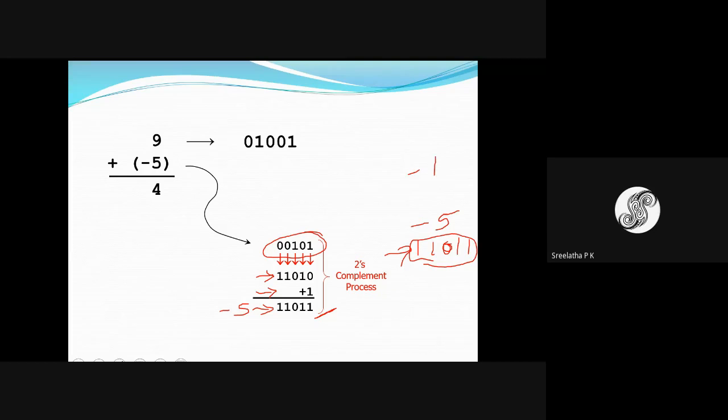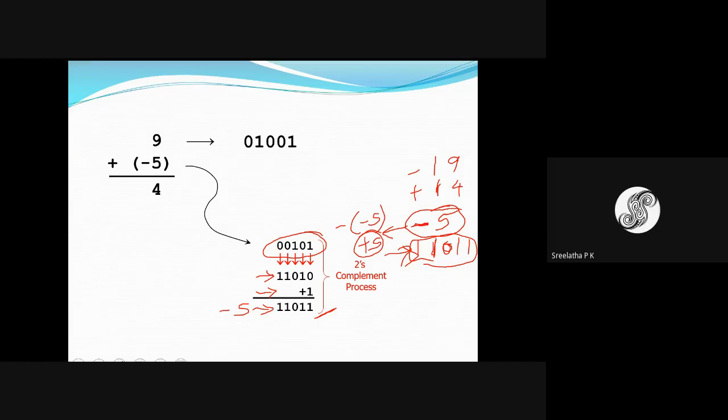I did minus 19 plus 14, and I get minus 5. Somehow I get this answer. Now I want to find what value is stored here. How do I find the value? I should again find the 2's complement of this. When I find the 2's complement of this, I get minus of minus 5, so that is plus 5. I get the value that is stored there.